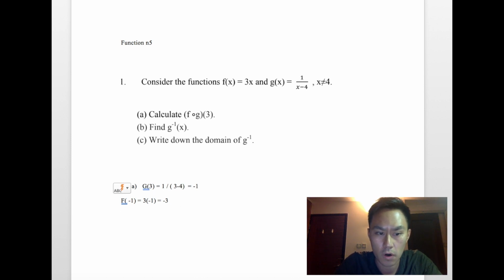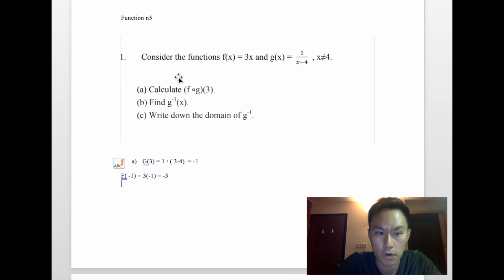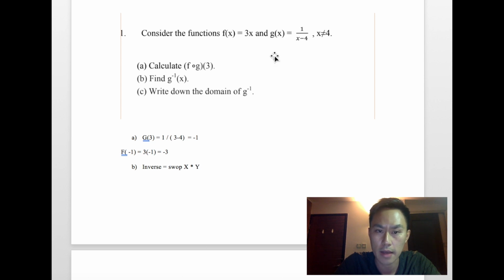And then for question B, find the inverse of g(x). How do you do the inverse question? It's a very typical question in the IB exam. Inverse just means swap x and y. What we have right now is g(x) equals 1 over x minus 4. Obviously g(x) is y and x is just x, and what we do for the inverse is that we swap the x and y.